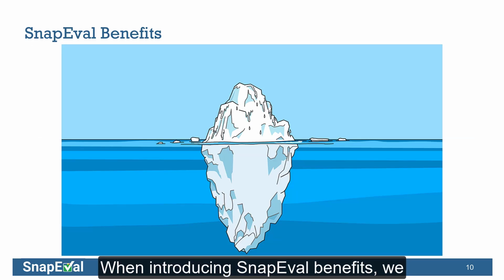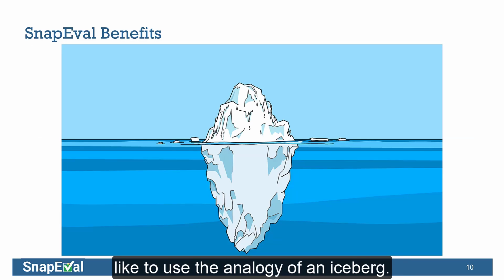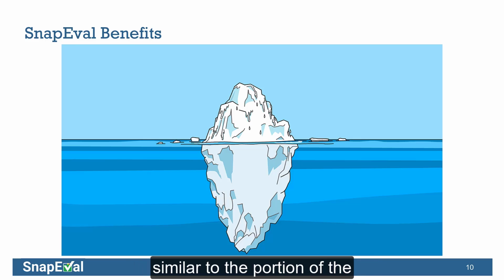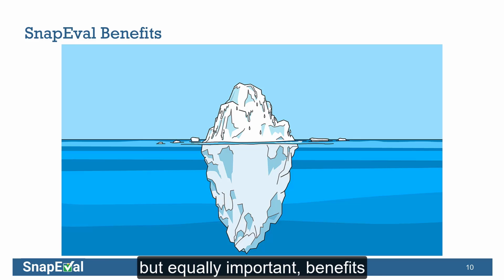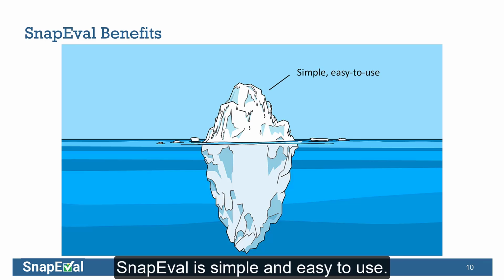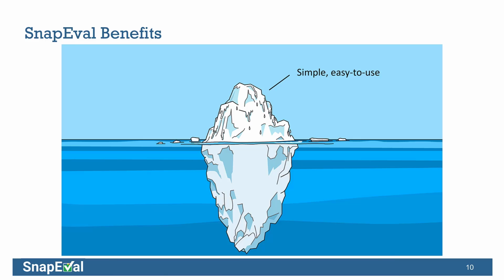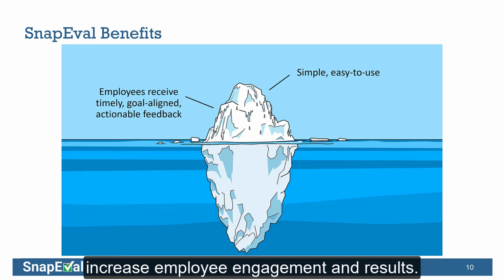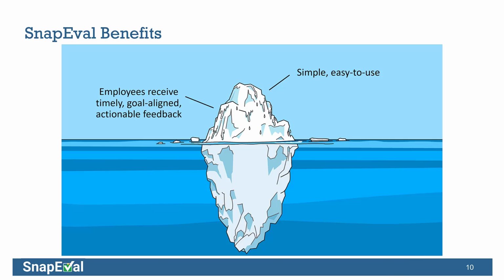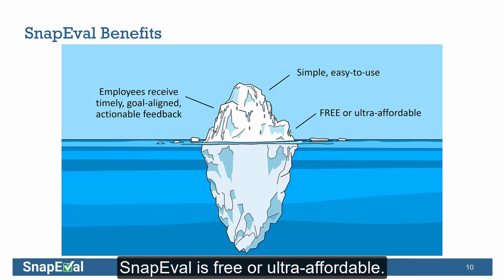When introducing SnapEval benefits, we like to use the analogy of an iceberg. There are some obvious benefits similar to the portion of the iceberg above the waterline, but there are also many more subtle but equally important benefits that are analogous to the portion of the iceberg below the waterline. Some of the more obvious benefits are: SnapEval is simple and easy to use. Employees receive timely, actionable, goal-aligned feedback that helps to increase employee engagement and results. SnapEval is free or ultra-affordable.